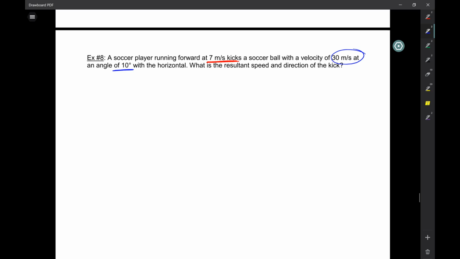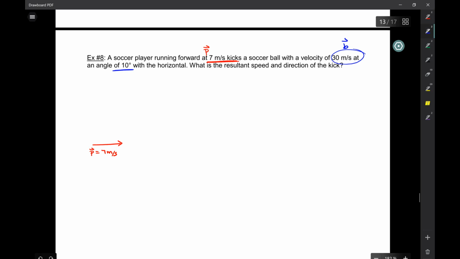Okay, so let's draw these two vectors. I'm going to call the soccer player vector P, and I'm going to make the ball vector B. All right, so the soccer player is running forward. Is he running at an angle, or is he running horizontally or vertically? He's going horizontally, right? So here he is. That's P, and he's going at 7 meters per second. That's just him.